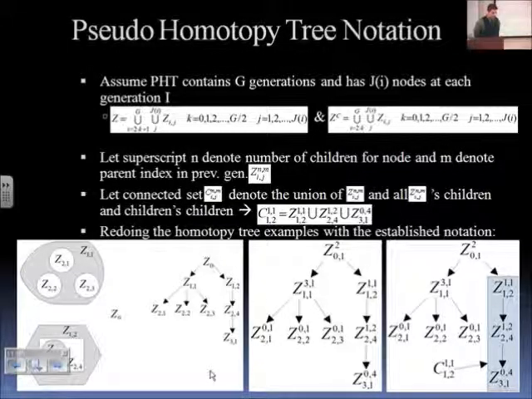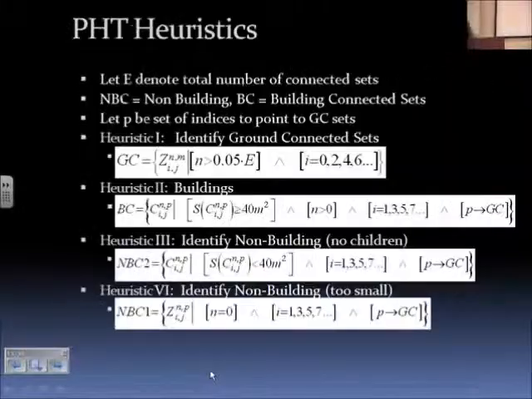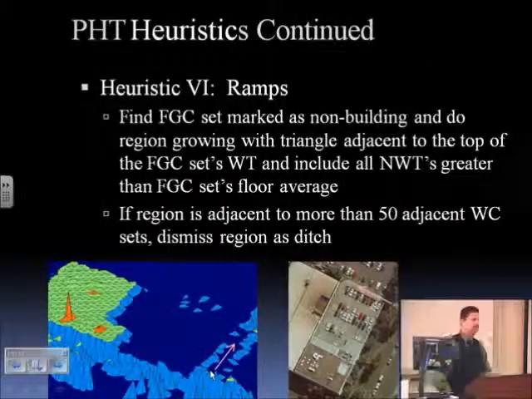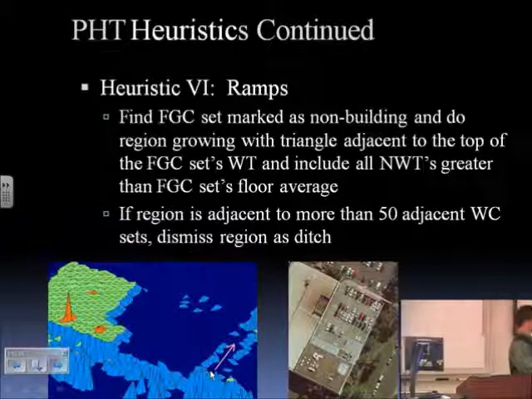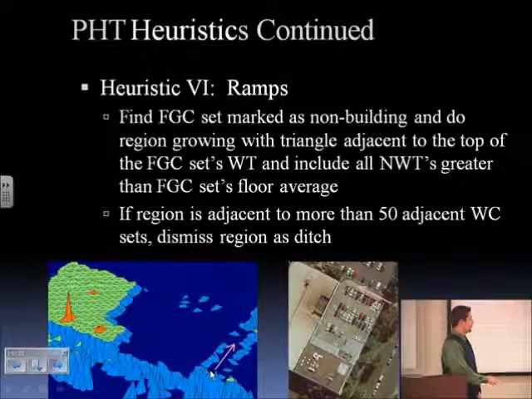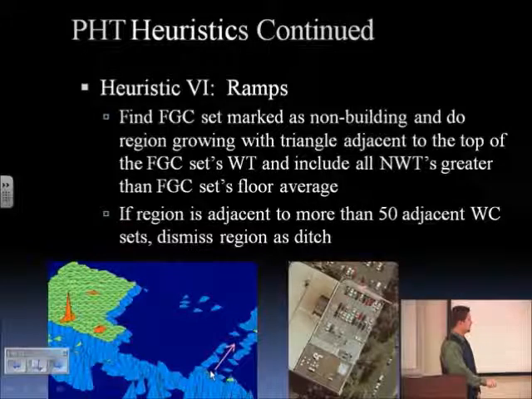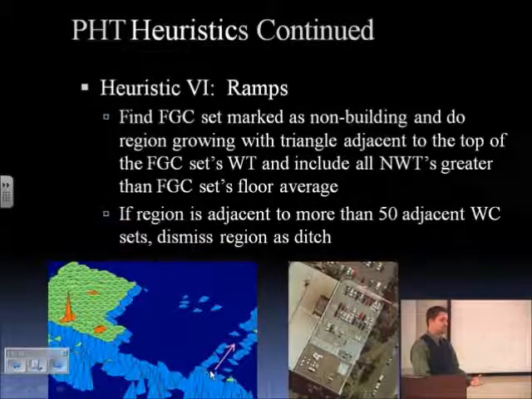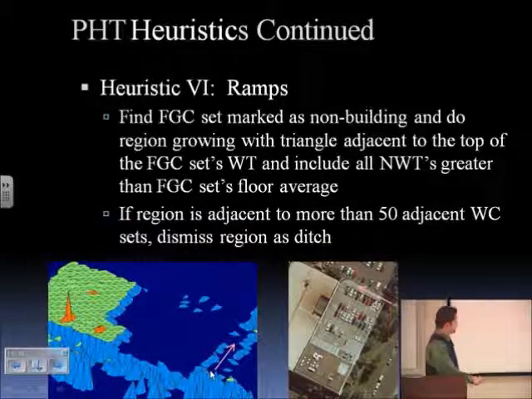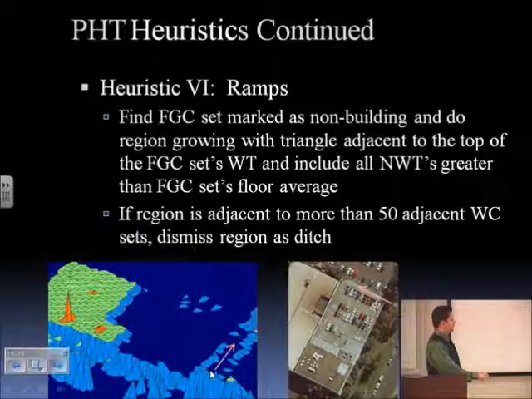The ramp problem is what the question was asked about. In the ramp problem, you have two scenarios. The first scenario is the ground bleeds on top of the building, and we want to say the ramp connected the ground to the top of the building, but we want to reclaim that as building. It's not necessarily ground. So we look at the top of a wall-connected set and do region growing. We know the floor average of this wall-connected set, and as we do region growing, we make sure these triangles have average elevation greater than that floor average.